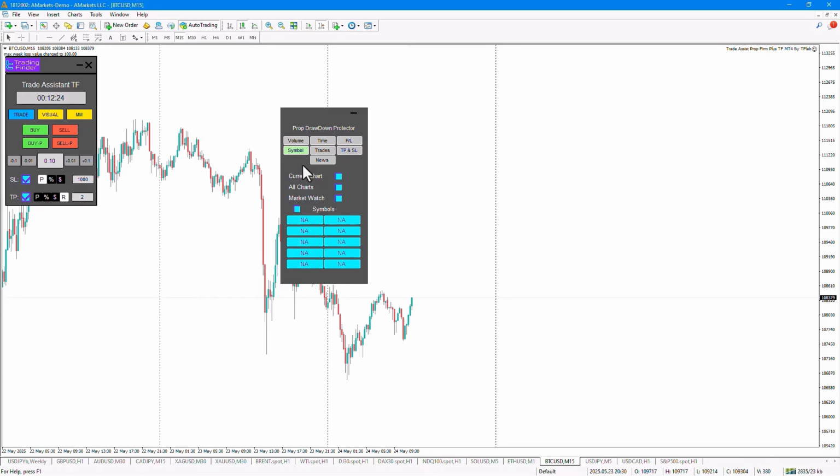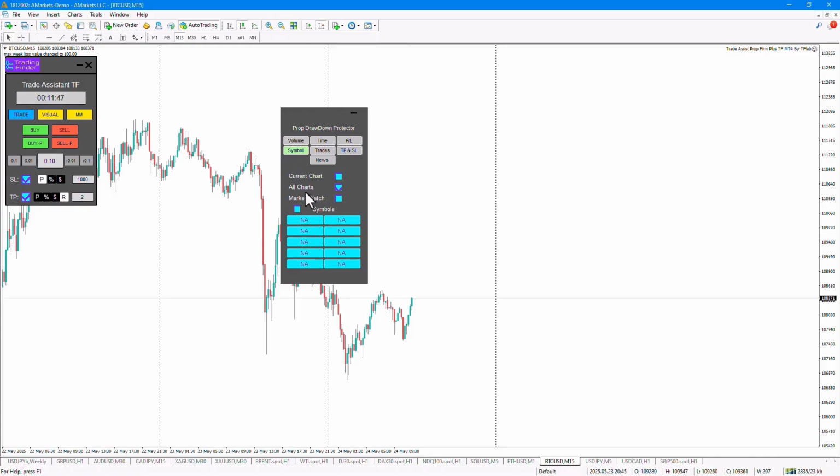The next section is related to the symbol, where we can set the trading status for each symbol. And there are 4 options available here. The first option is current chart. If I enable this option, I can only enter trades on this specific chart, and I won't be allowed to trade on any other charts or symbols.